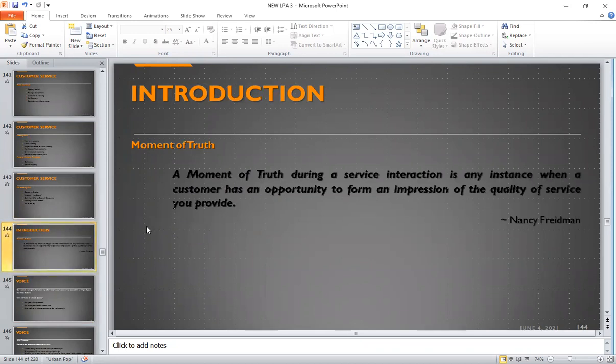Right. So the introduction for customer skills or customer service skills. Okay, moment of truth. A moment of truth during a service interaction is any instance when a customer has an opportunity to form an impression of the quality of service you provide. Okay, this is very true because even if it's an outbound call, and you are trying to verify something to your clients or customers, you already know what you're going to do, right?